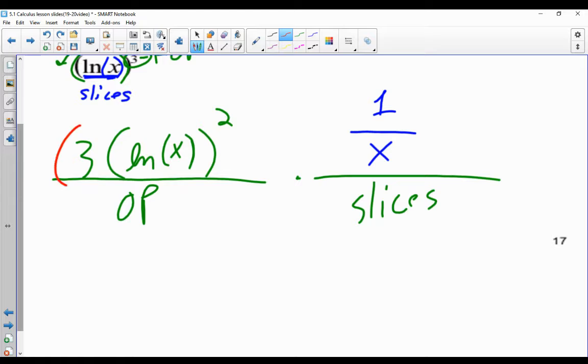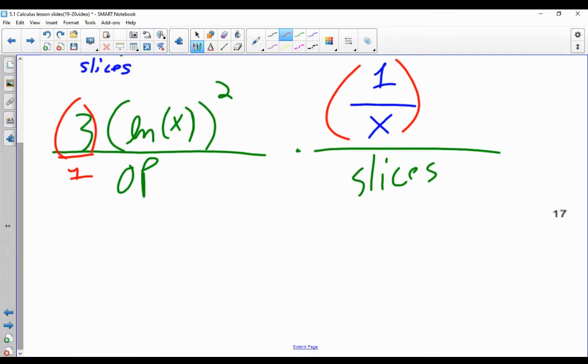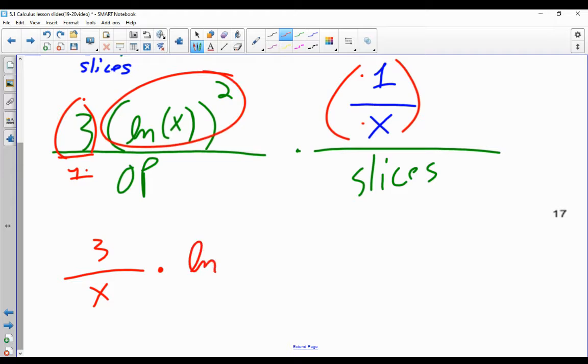And in this case, we can multiply the 3 and the 1 over x. I'm going to rewrite the 3 as 3 over 1, which will make it easier to multiply the 2 fractions. So on top, 3 times 1 will give you 3. On bottom, 1 times x will give you x. And that will all still be multiplied by all of this. Natural log of x all squared.